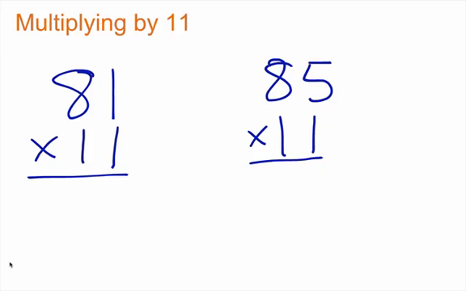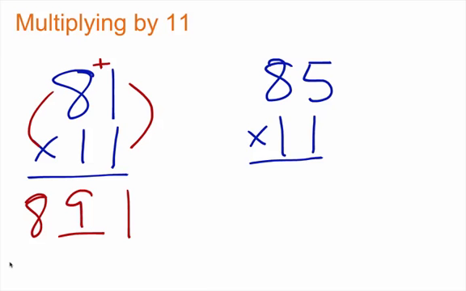We have 81 times 11. Again, we want to go, let me get another color here. We're going to go 8 times 1, which is 8. Put a little space there because we know we're going to have a middle number. Then we say 1 times 1 is 1. Then we add these two together and we get 8 plus 1 equals 9. So your answer is 891.